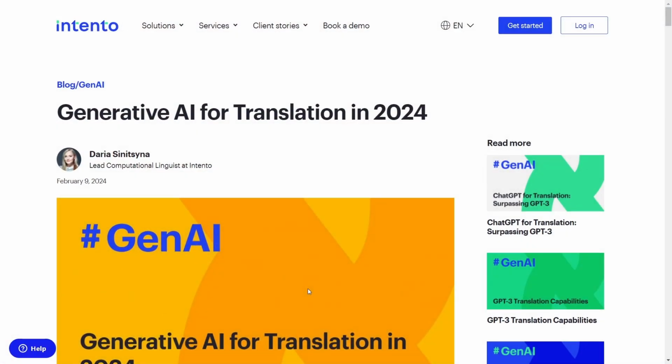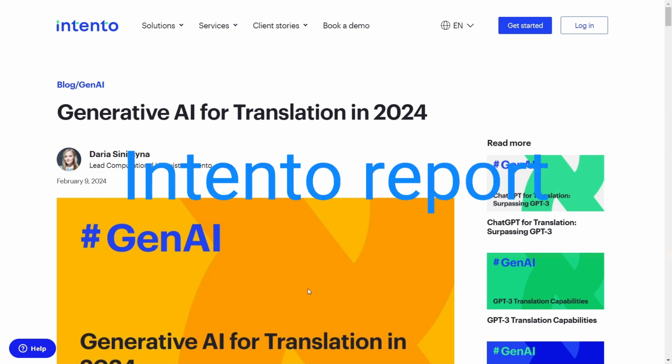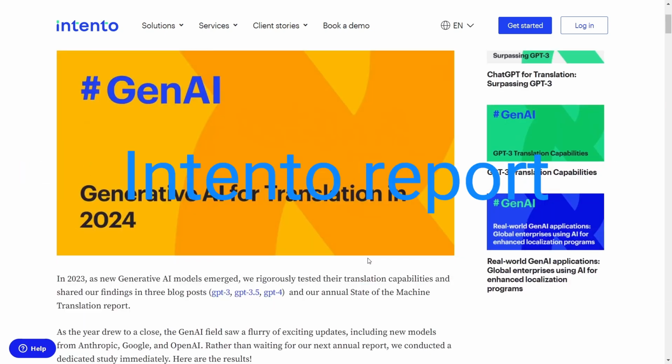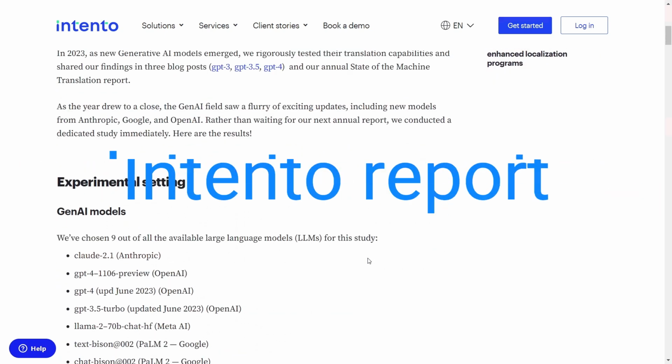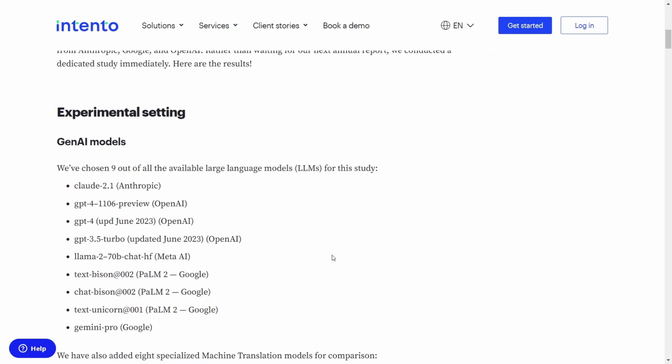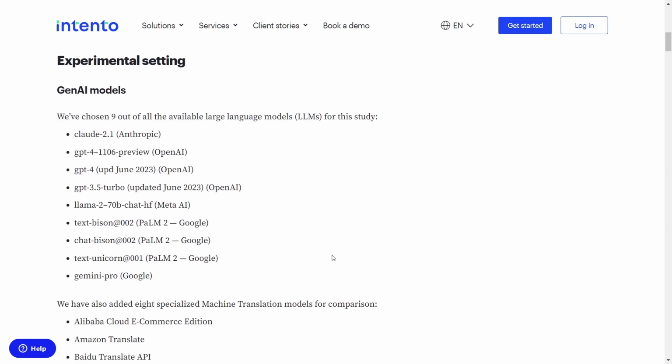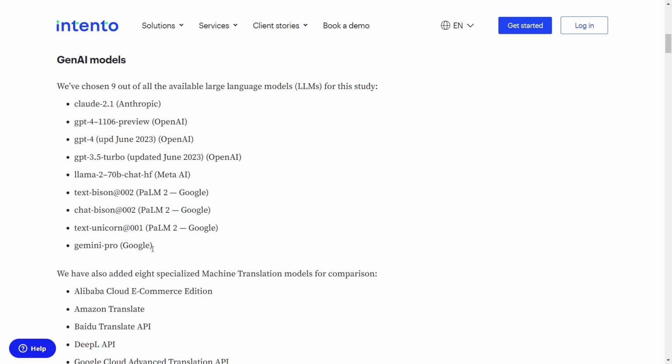Hey, welcome. So I thought today we'd do something a little different, looking at a report that will help us find our way in this AI and MT jungle. Basically, they've used a lot of LLM models and placed them against machine translation for comparison. Here they are telling us which models they've tested and to which stage they are.